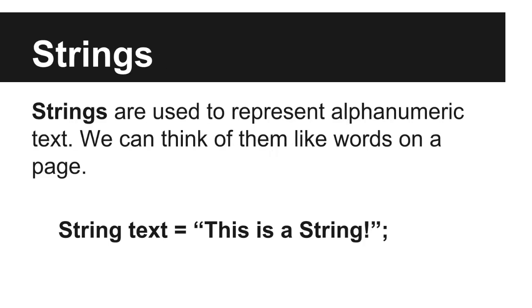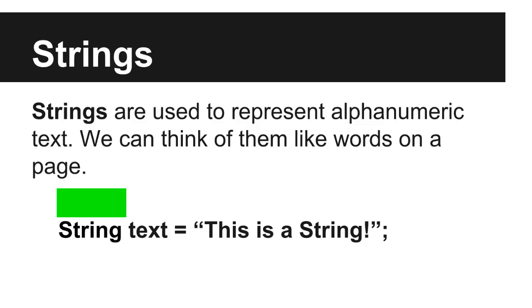Now strings, we use these to represent alphanumeric text. We can think of these like words on a page. Strings, we create them with phrases like string text equals, this is a string. And then we can print them, and I'll show you how to do that here in just a second. So when we make this, that box is not quite in the right place, sorry.